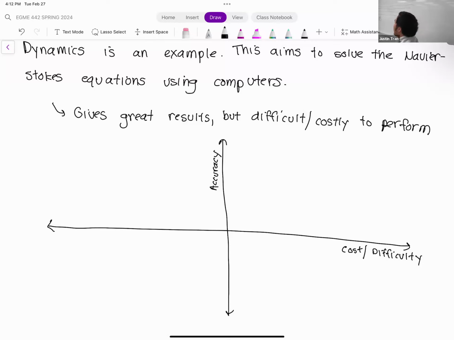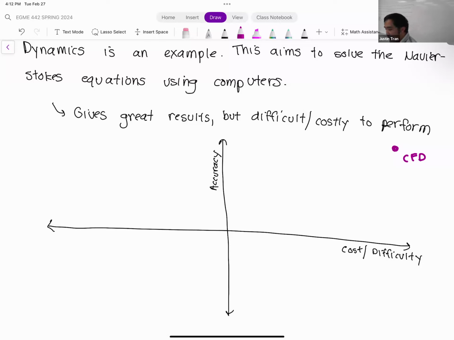All right. Anyway, if I were to plot, and I will say this is not an established thing, this is just my own opinion, CFD would probably be somewhere up here. CFD gives you a very highly accurate, very highly resolved picture of what the fluid mechanics looks like in a particular setting, but it's just very, very costly to do.